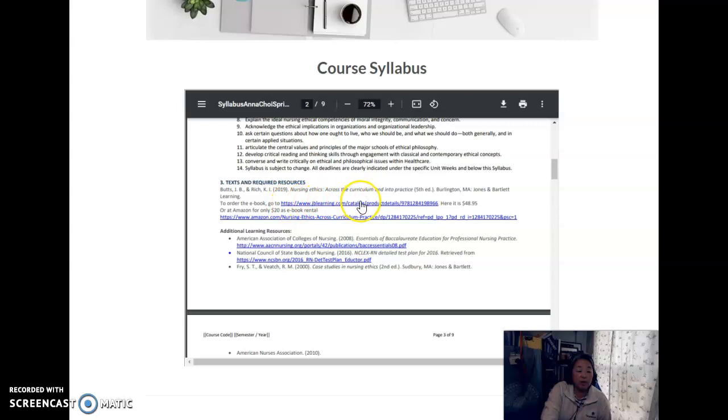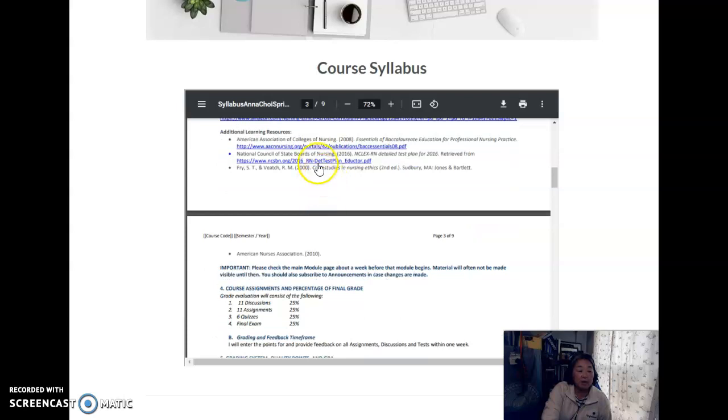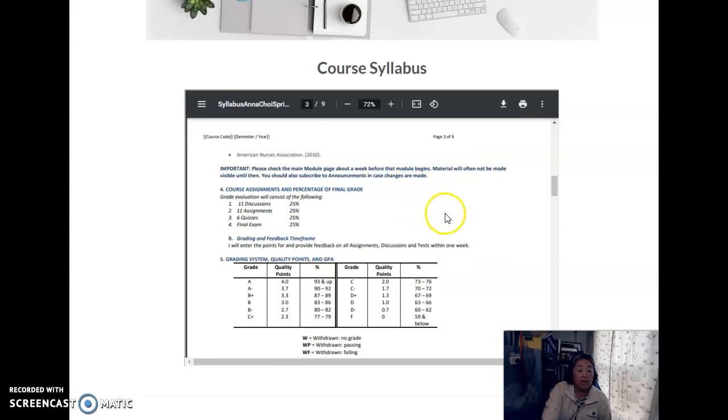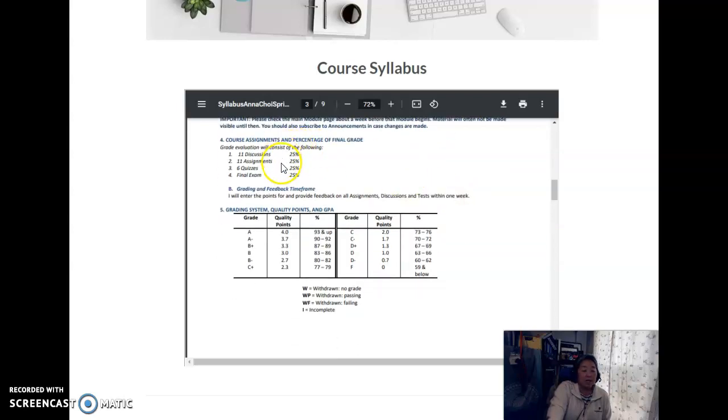And if you want to order the ebook, like it was saying that it was not going to come in for a while, then I would click onto here and order it there. It's only $20 for book rental, so that's a lot cheaper. Other things that you have are these that I might be making reference to. And then, important, please check the main module page about a week before the module begins, which is starting on January 2nd. Just make sure you have that book in hand by the time the class starts.